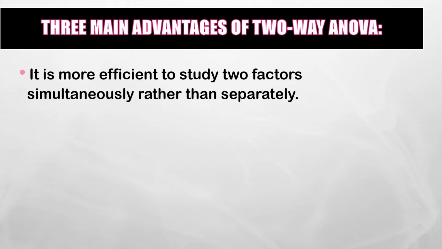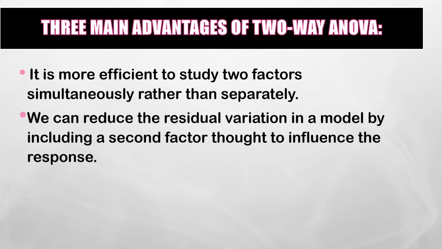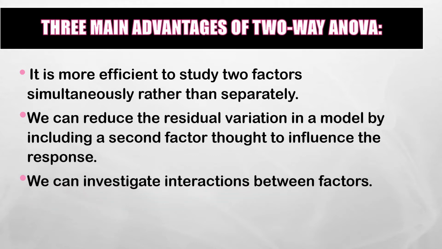So what are the three main advantages of two-way ANOVA? It is more efficient to study two factors simultaneously rather than separately. We can reduce the residual variation in a model by including a second factor thought to influence the response. We can investigate interactions between factors.